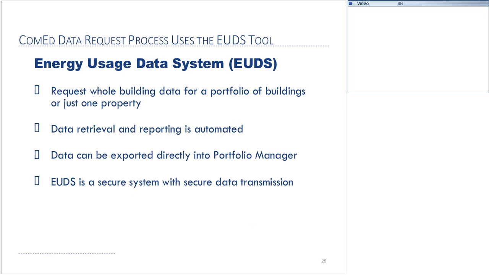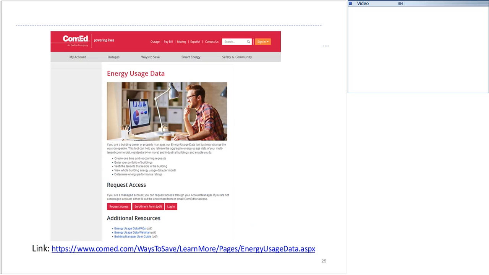So we'll first talk about ComEd's data request process using the EUDS tool, the Energy Usage Data System. It is a way to request whole building data for a portfolio of buildings or just one property. The data retrieval and reporting is automated and can be exported directly into Portfolio Manager if you set up that process in the future. It's a secure system with secure data transmission.